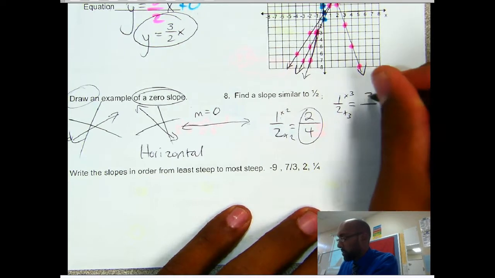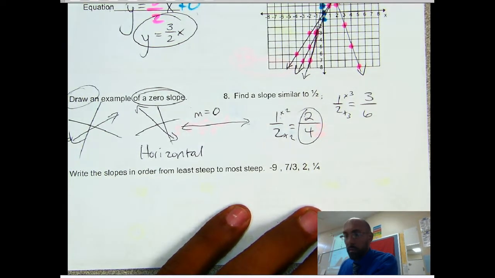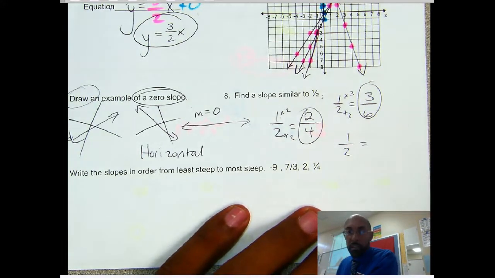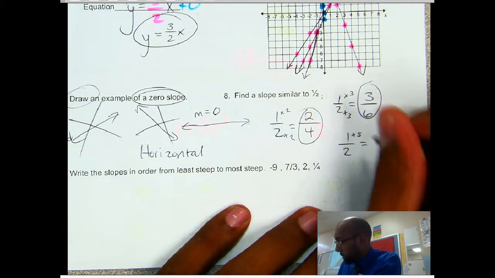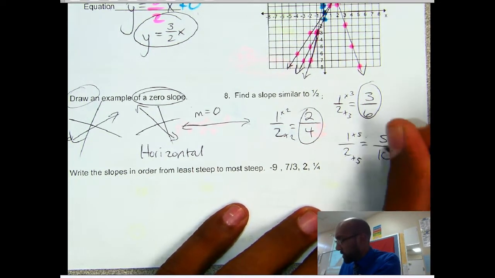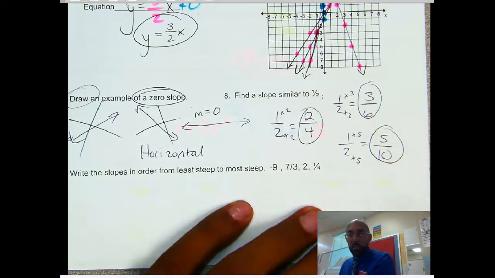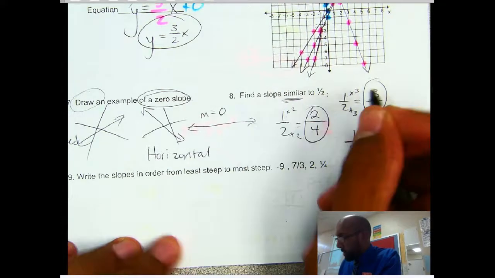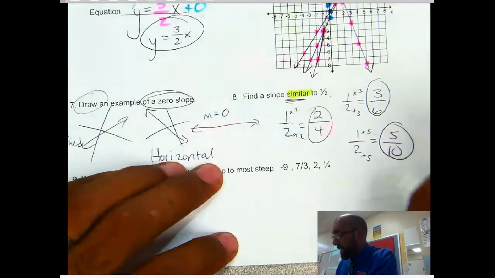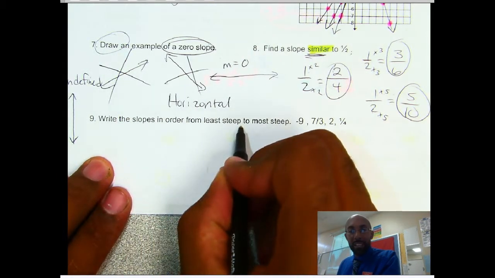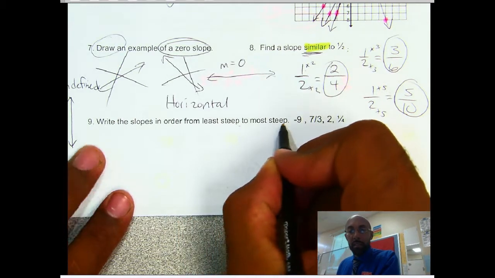So 1 times 3 is 3, 2 times 3 is 6. So there's another one. Do it again. Let's say 5. 1 times 5 is 5, 2 times 5 is 10. That's another one. So you just pick any number and multiply the top and bottom times the same. Those are all similar. Remember, similar means same. They're all the same.